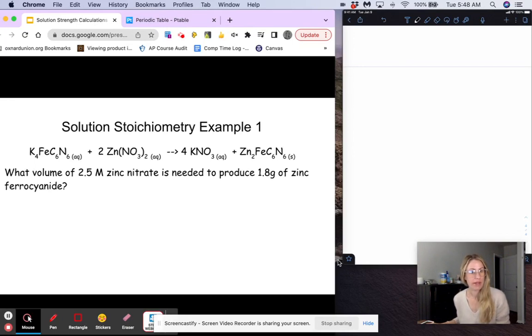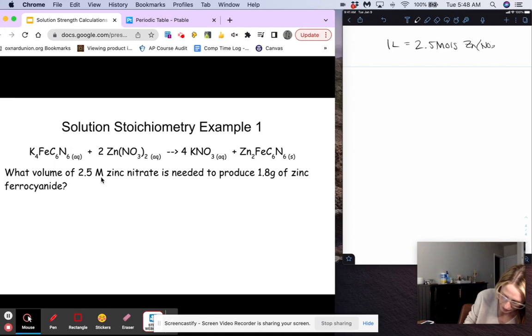Okay, so example number 1: what volume of 2.5 molar zinc nitrate is needed to produce 1.8 grams of zinc ferrocyanide? So I have this 2.5 molar zinc nitrate, which is the concentration of zinc nitrate, all right? So I can use this as a conversion factor like I had on the last slide. That means that 1 liter of the solution equals 2.5 moles of zinc nitrate. Okay, and so I can use that as a conversion factor.